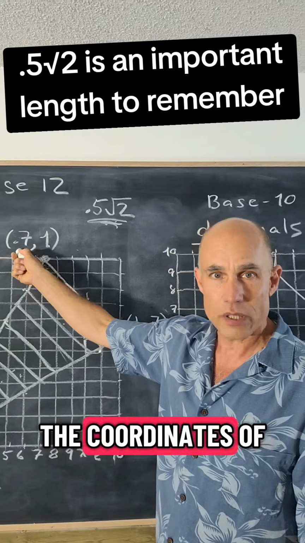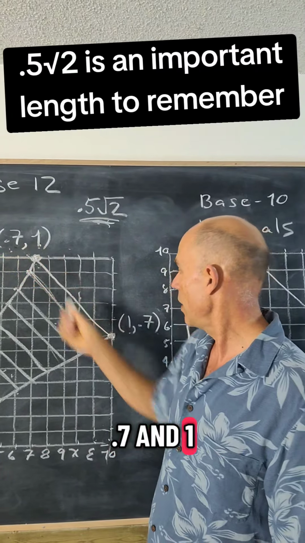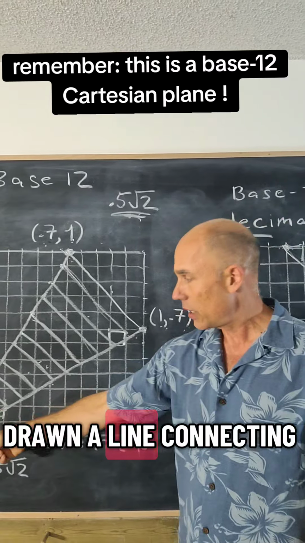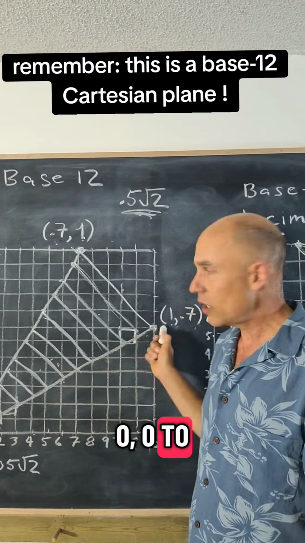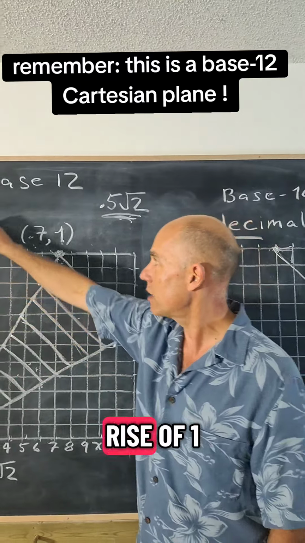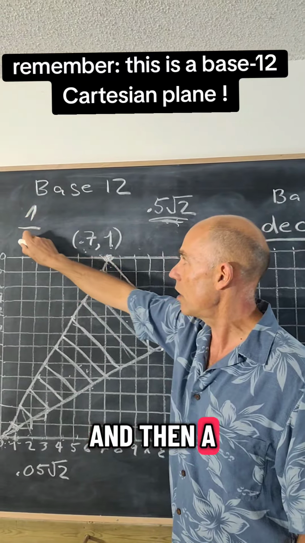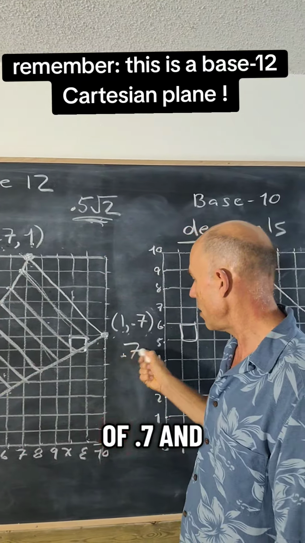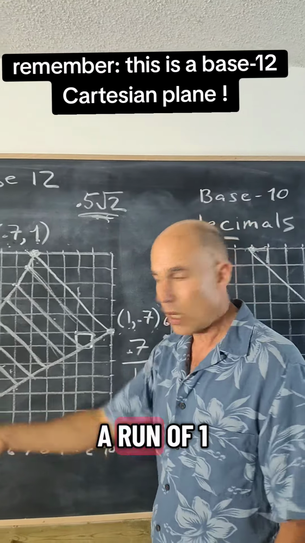This one has the coordinates of 0.7 and 1, and then 1 and 0.7. And you can see that I've drawn a line connecting 0, 0 to this point and that point. So the slope of this line here, we have a rise of 1 and then a run of 0.7. And here it is a rise of 0.7 and a run of 1.